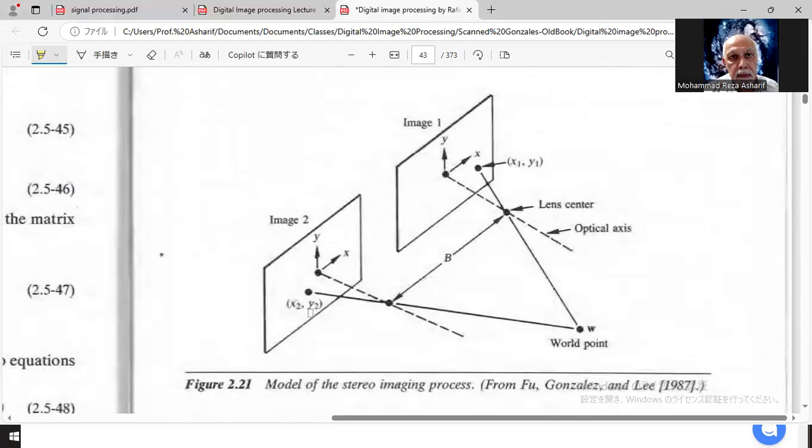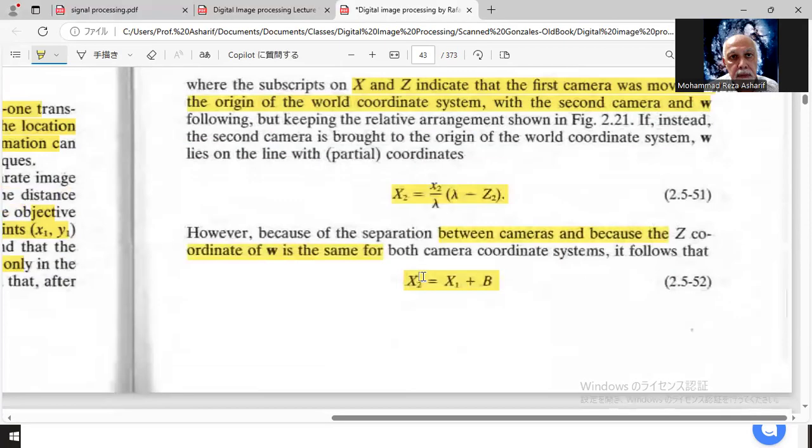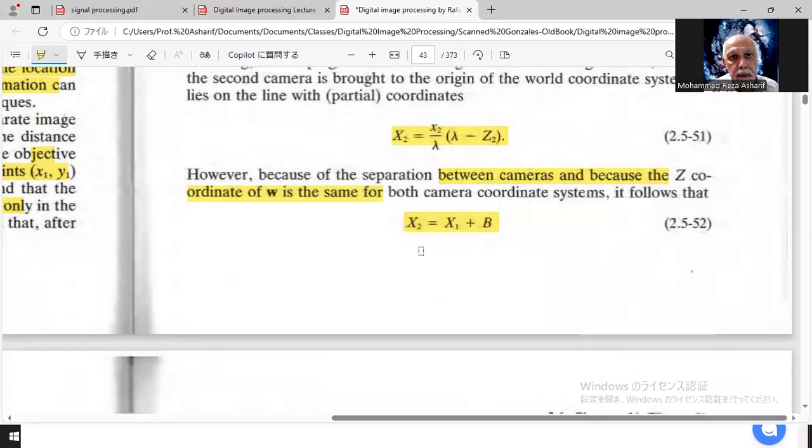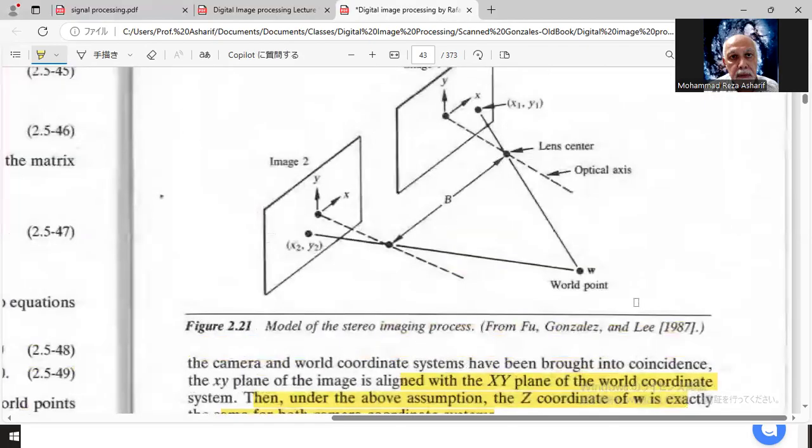So the relation between X1 and X2 is this: what we see in camera number two and what we see in camera number one, with the world coordinates, is that X2 is just X1 plus the baseline B. It is aligned with the world coordinates. The only difference is the length distance, which is the baseline B.